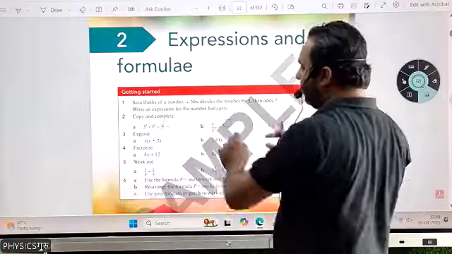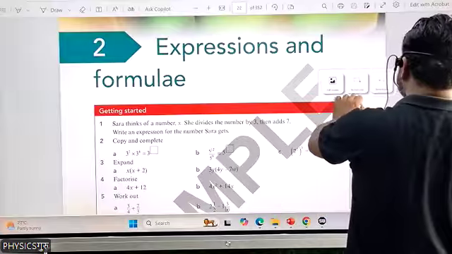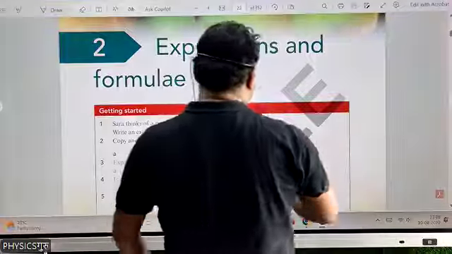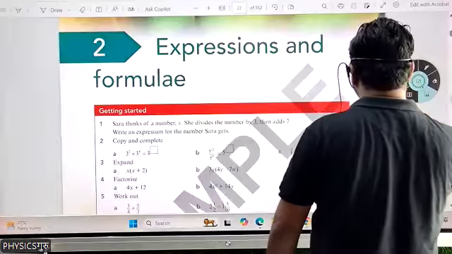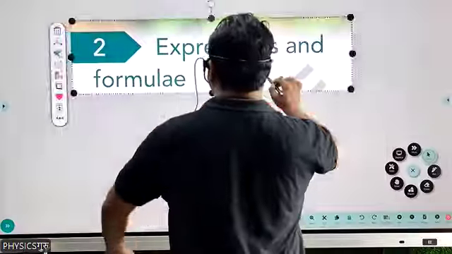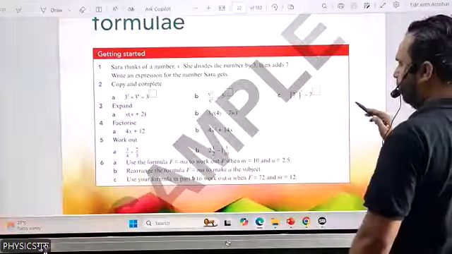Chapter number 2, expression and formulas. Now see, expression and formulas. Right? Most interesting topic, easy one.